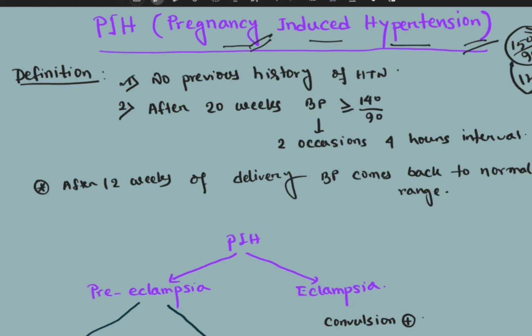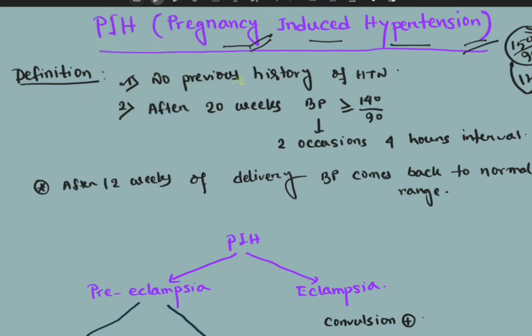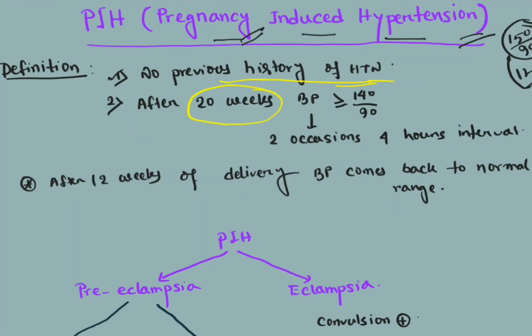A pregnant female who had no past history of hypertension, or no previous history of hypertension, and after 20 weeks of pregnancy her BP is more than or equal to 140 by 90, and not on a single occasion but on two occasions at a 4 hour interval. That patient is called pregnancy-induced hypertension.